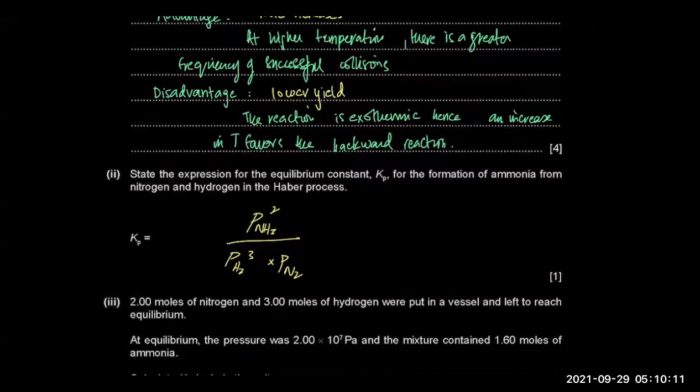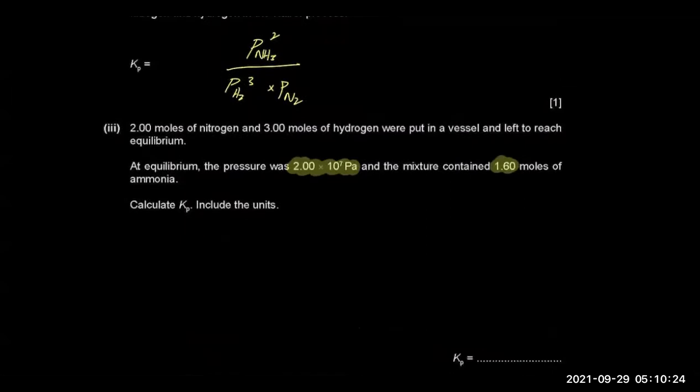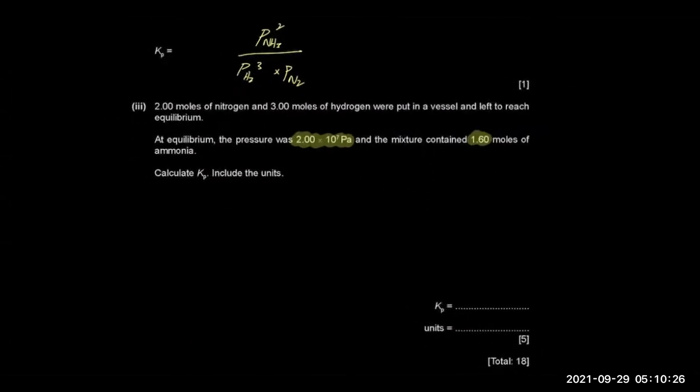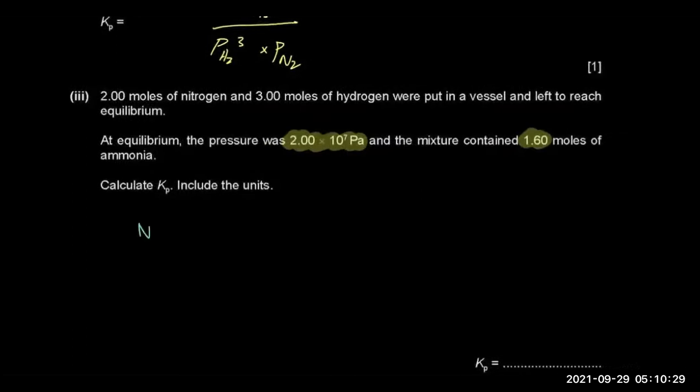2 moles of nitrogen and hydrogen were put in a vessel and left to reach equilibrium. At equilibrium, the pressure was 2 times 10 to the power of 7 pascals, and the mixture contained 1.6 moles of ammonia. Calculate Kp and its units. Yes, exactly. So we have N2 plus 3H2 gives 2NH3. This is your equilibrium reaction, right? And what we have is initial, change and at equilibrium. Initially, we had 2 moles of nitrogen. This is the number of moles right now.